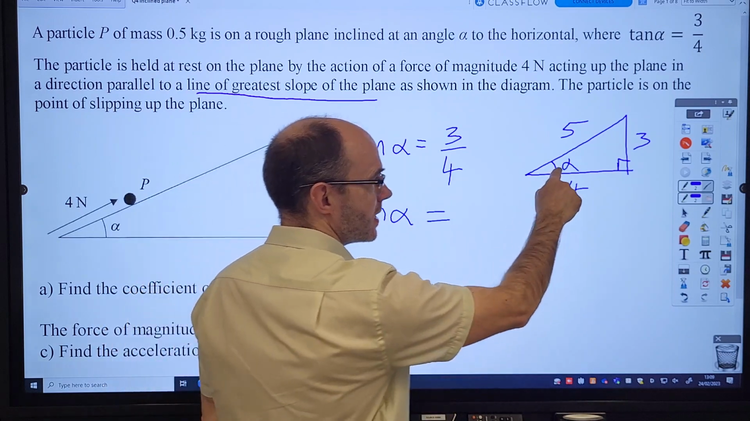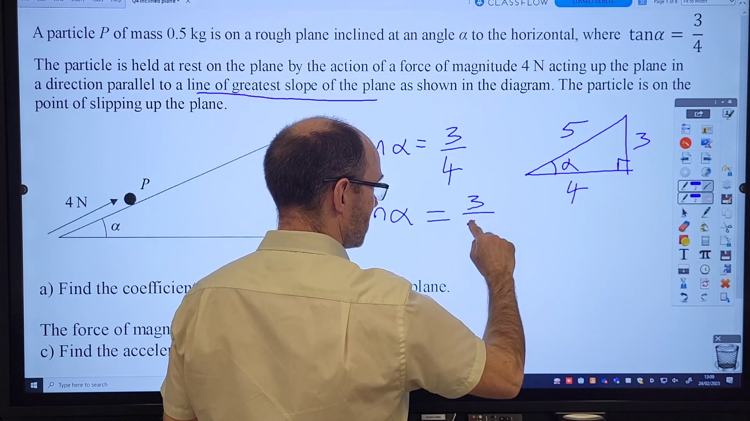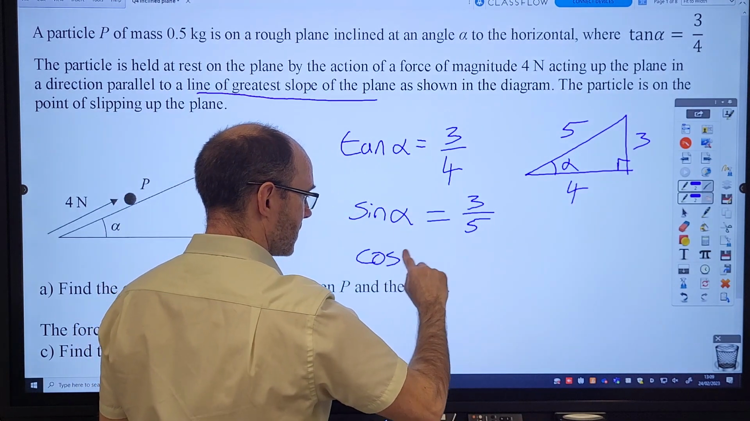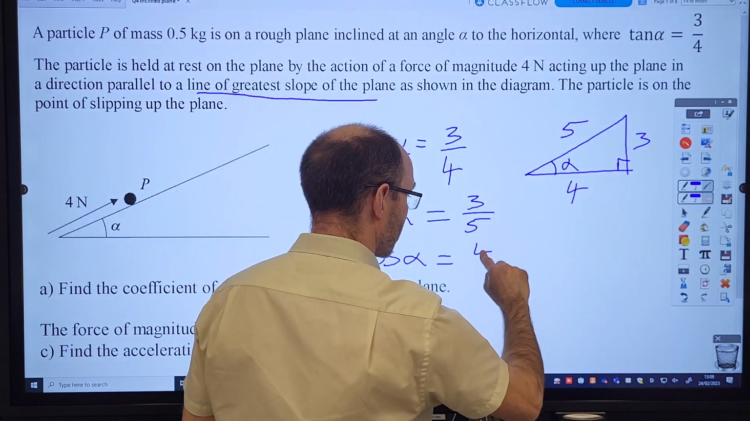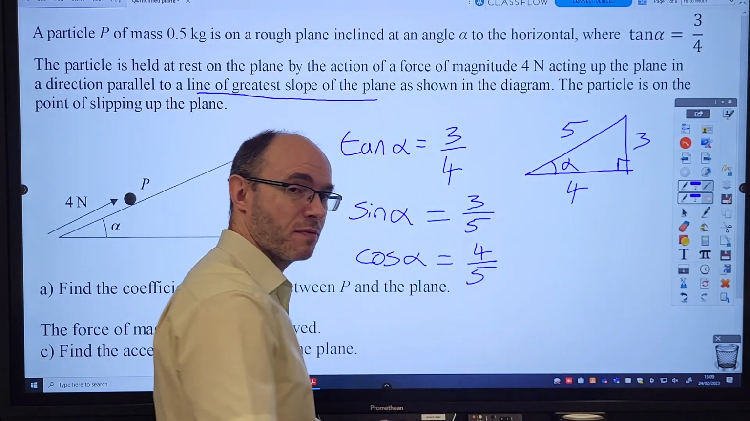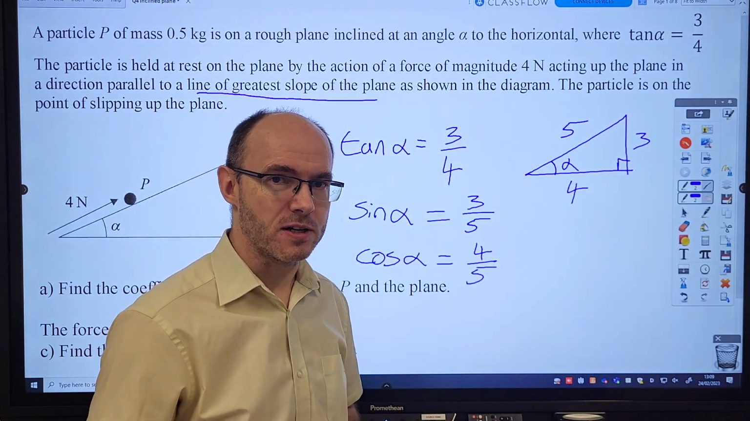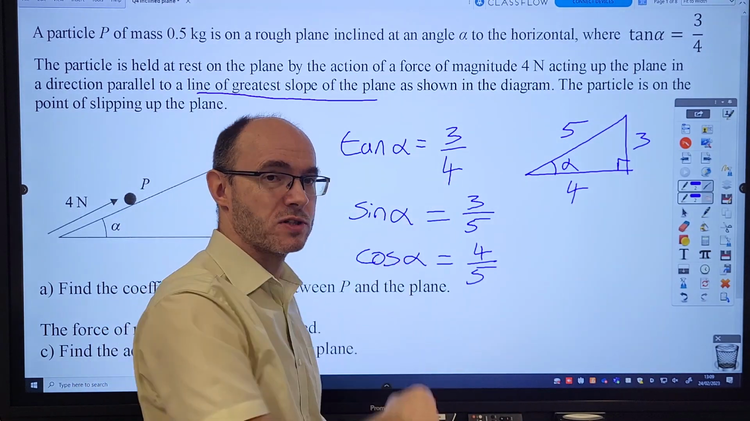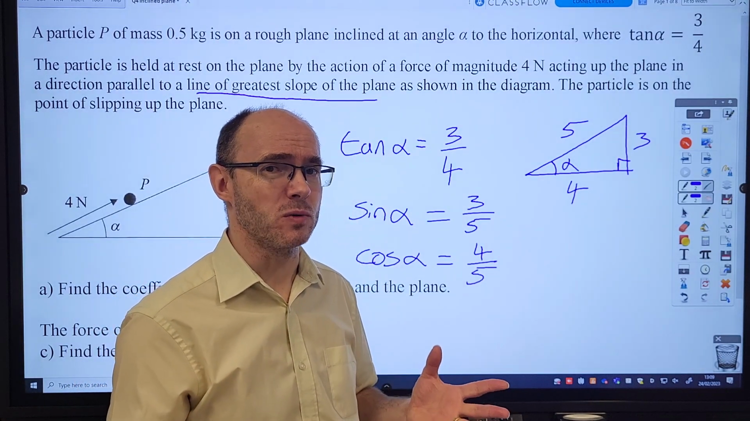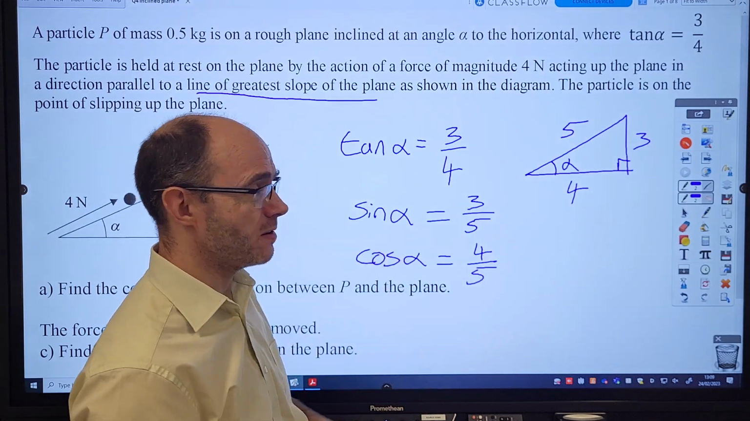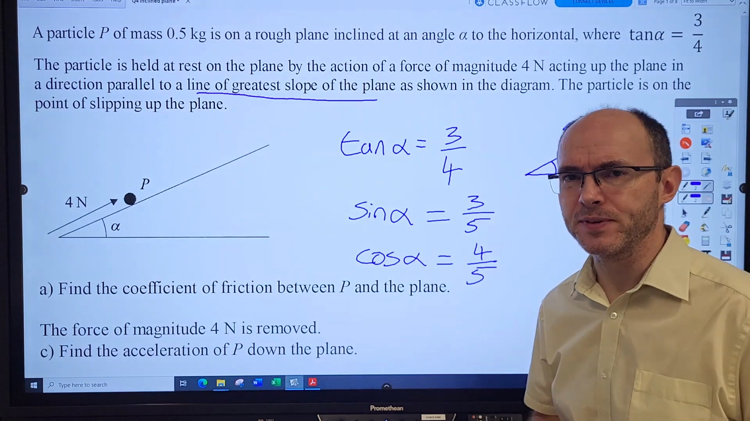So sine alpha is 3/5, opposite over hypotenuse, and cos alpha is equal to adjacent over hypotenuse, 4/5, okay? If you've done these sorts of questions before, you'll know that when we're resolving in parallel and perpendicular directions, we come up with expressions of sine alpha and cosine alpha. So in this question, we don't actually need to know what alpha is at all. We can just use sine alpha and cosine alpha. If you use those somewhere, sometimes there's a method mark that's actually available, okay?